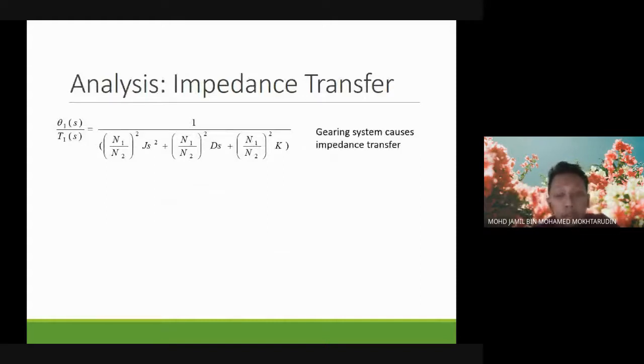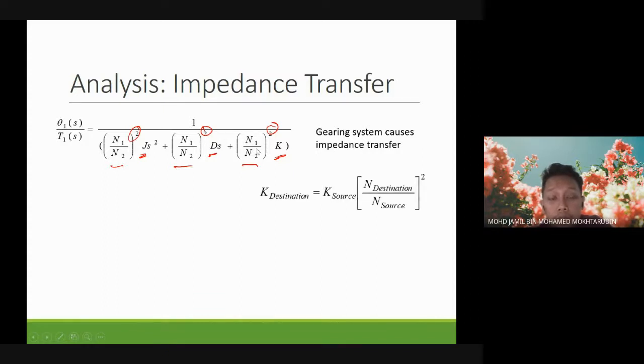Okay, so here we have the transfer function for theta 1, but the inertia J, damper, and K have a coefficient depending on the gear ratio, N1 over N2, and it is squared. So here we say that the gearing system causes some impedance transfer. So what is impedance transfer?